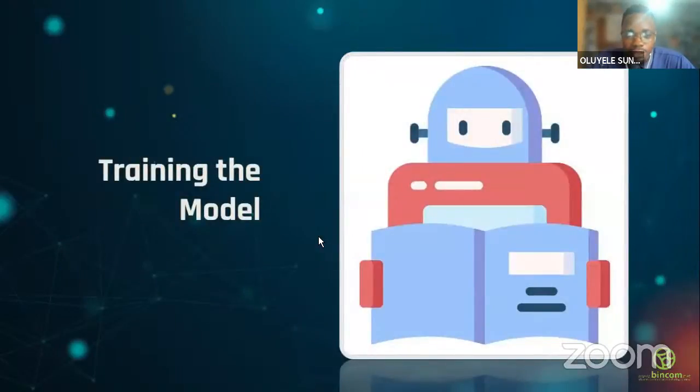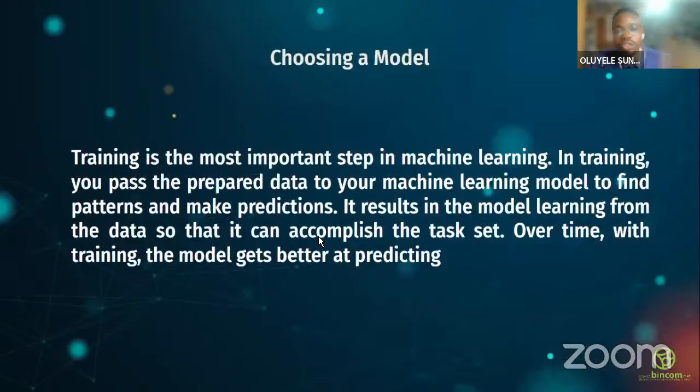The next thing is actually training the model. Training the model is one of the most important steps in machine learning. In training, you pass the prepared data to your machine learning model to find patterns and make predictions. It results in the model learning from the data so that it can accomplish the task. Over time, with the training, the model gets better at predicting. So this is the part where the model is trying to learn from the data.